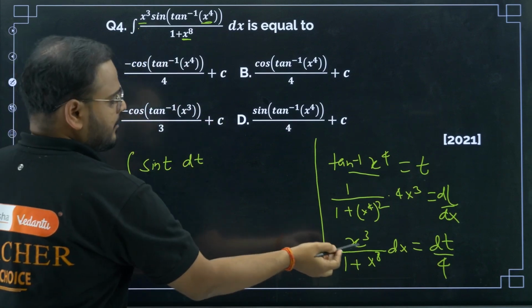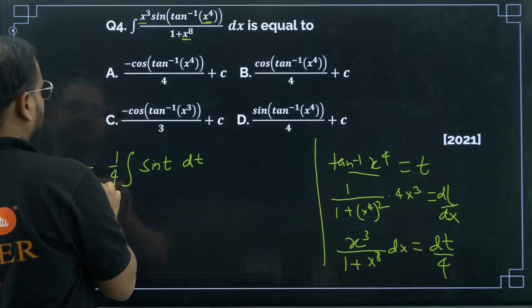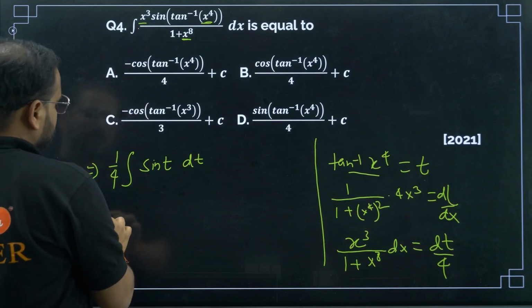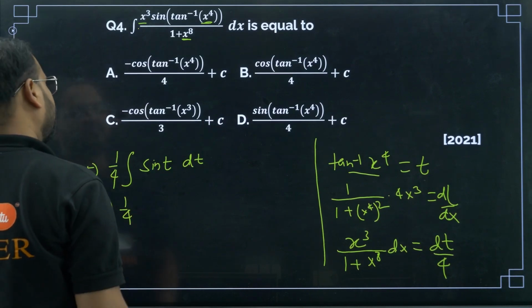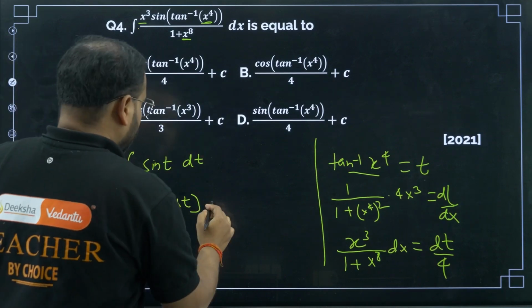dt by 4 is there. Okay, I can take the constant outside. Integration, any limit? There is no limit. It's an indefinite integral. How will you solve this? 1 by 4, sine integration is what? Minus cos t. That's my answer. Plus c will be there.